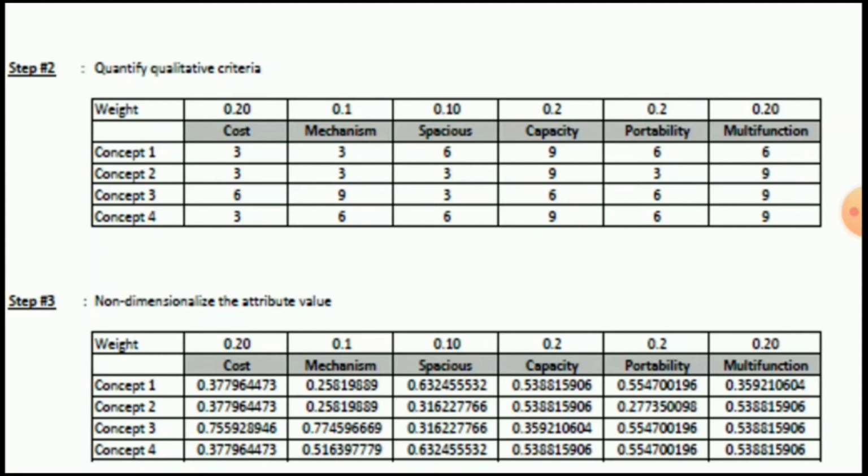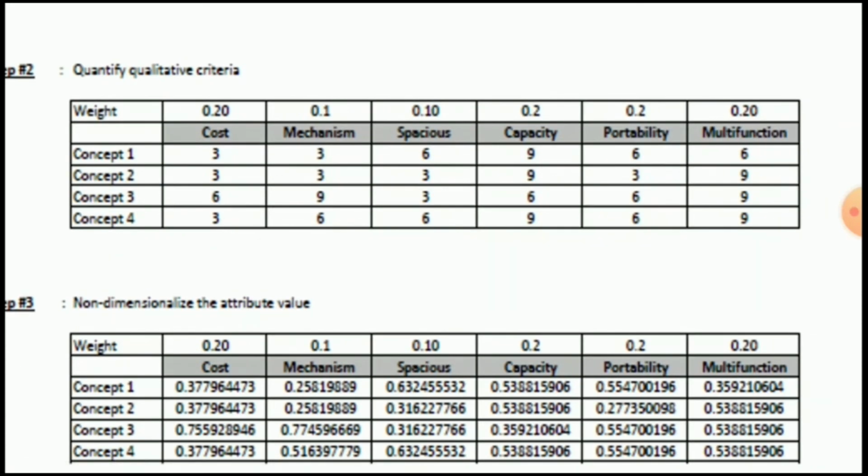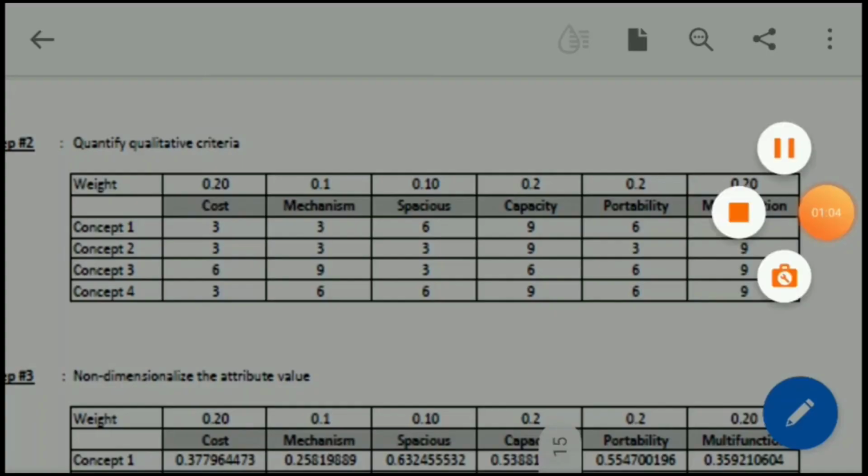But in TOPSIS, we have to avoid that, because when we tried it the first time, most of the rankings were not what we were expecting. So we change the scoring system in TOPSIS. Instead of 1, 2, and 3, now we are choosing 3, 6, and 9, which means that 3 represents the lowest, 6 represents the medium, and 9 represents the maximum score.